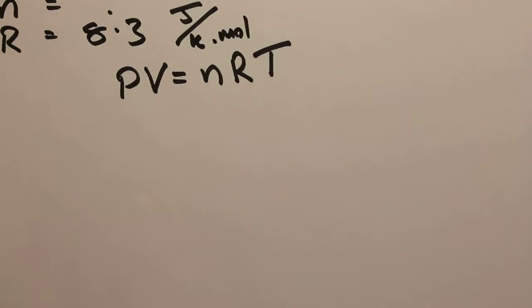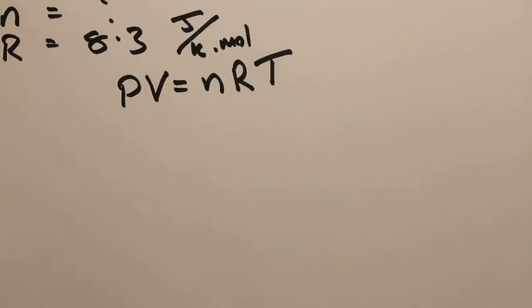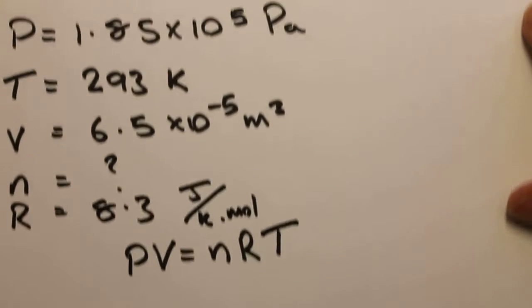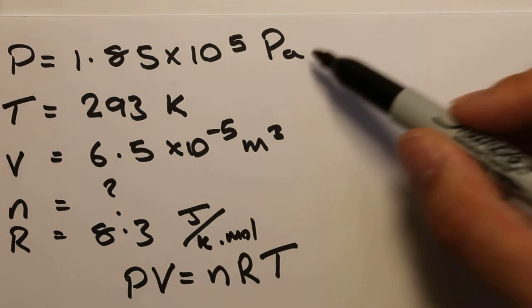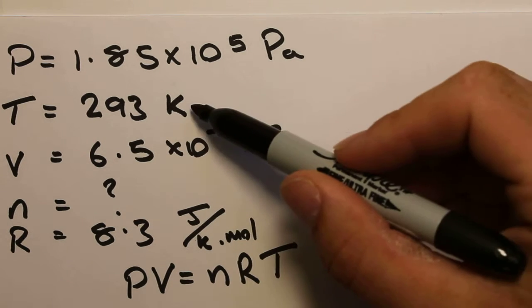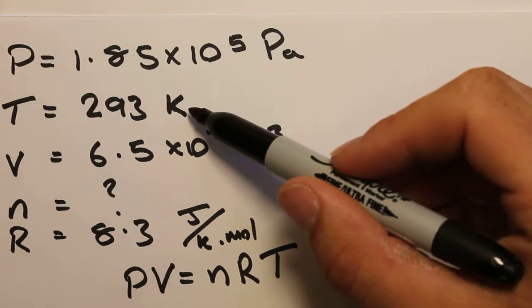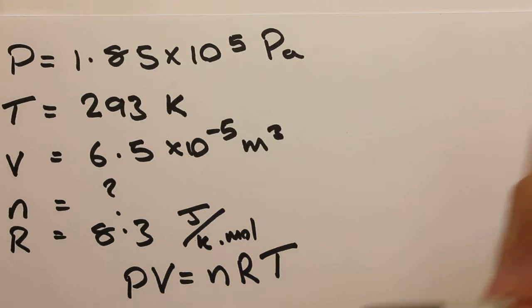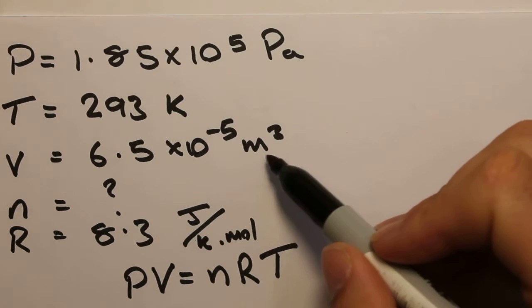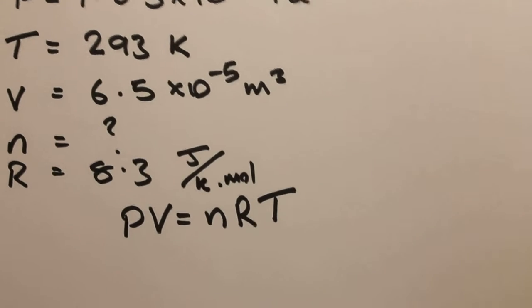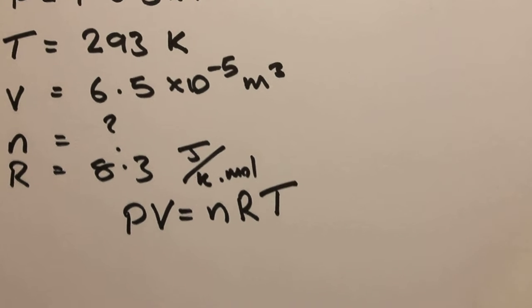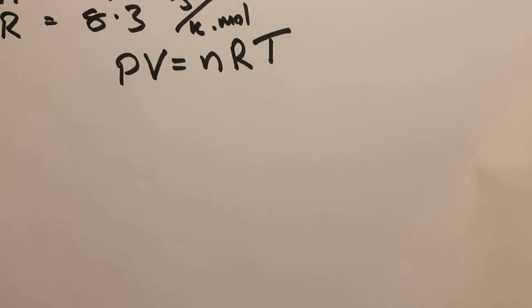Okay, now the really important thing about using this equation is we have to look at our units. For this equation to work, our pressure has to be in pascals, which it is, so we're fine there. Our temperature must be in Kelvin, so that is in Kelvin, so we're fine there. And our volume must be in meters cubed, so we are given a volume in meters cubed. So in actual fact, they've made this question pretty simple for us. We don't have to change any of our units, but that's the most important thing to remember when using this equation.